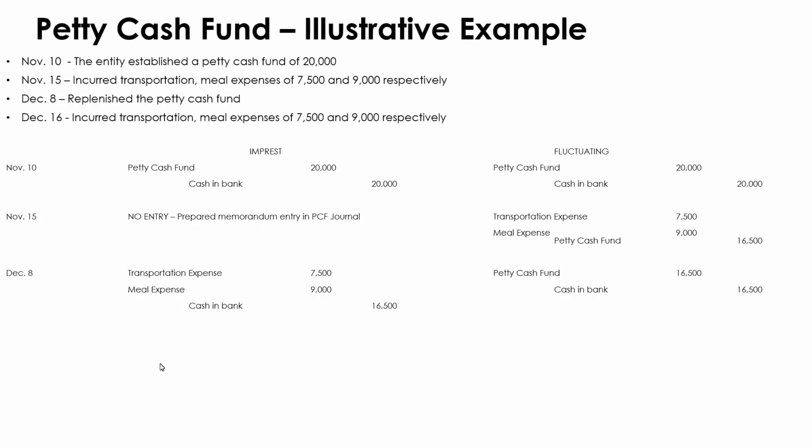However, for fluctuating, since you reduced the petty cash fund by crediting it at the payment of expenses, you need to restore the balance of the petty cash fund to 20,000 by debiting petty cash fund 16,500 and crediting cash in bank 16,500.